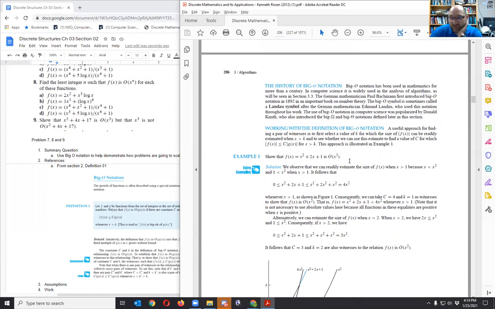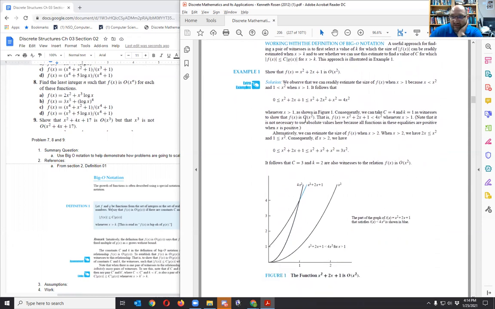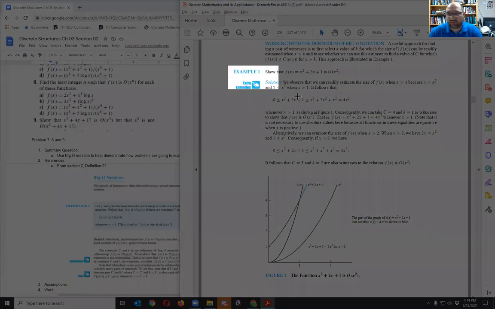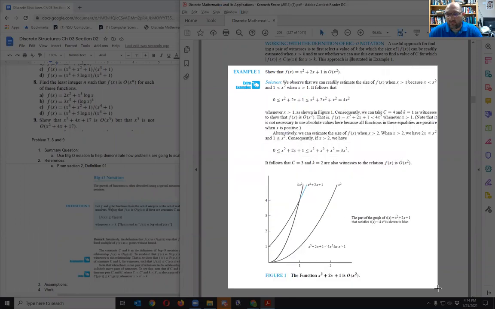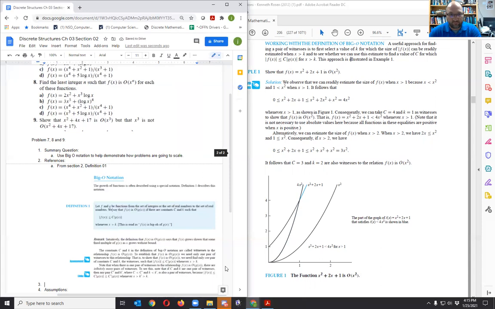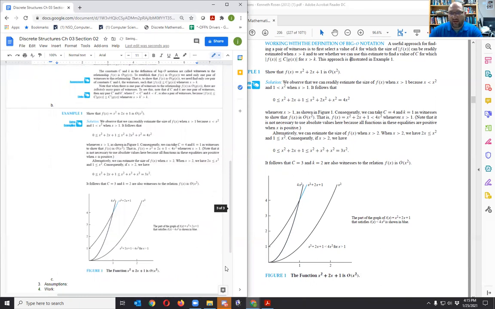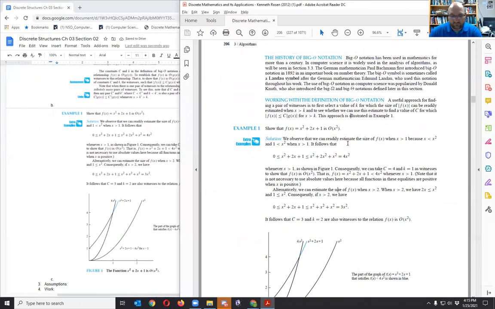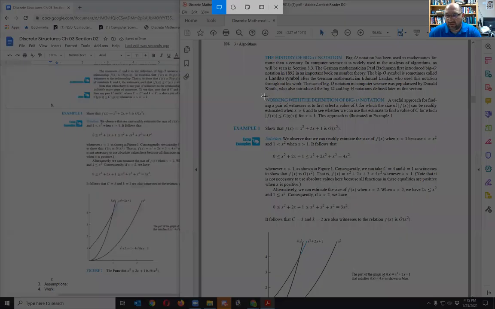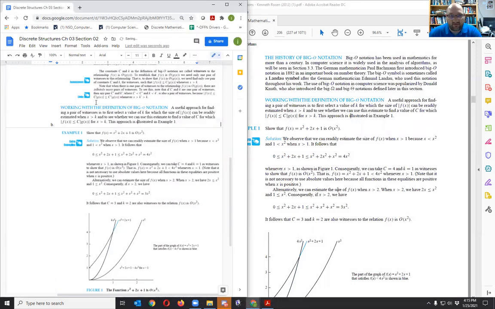Okay, here we go. So I think this is going to be a useful example. So let's go ahead and grab this example. I want to grab this little statement right here. The history is good, but I don't think it's relevant to the discussion, but I think this little blurb right here is.